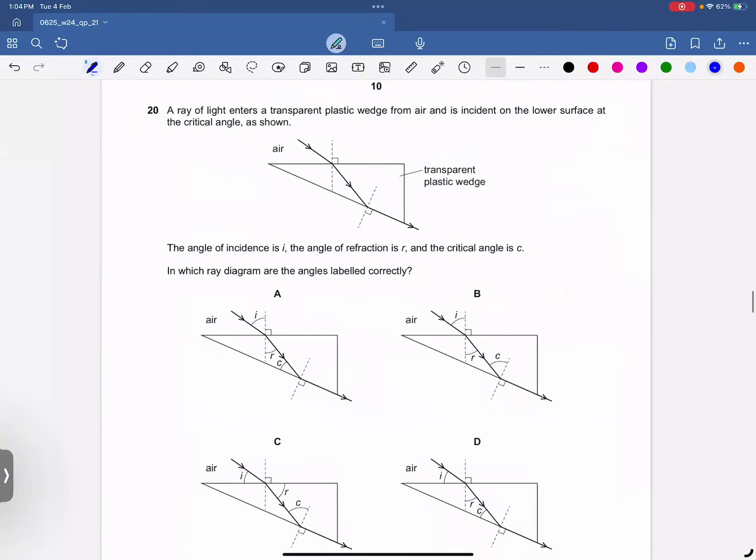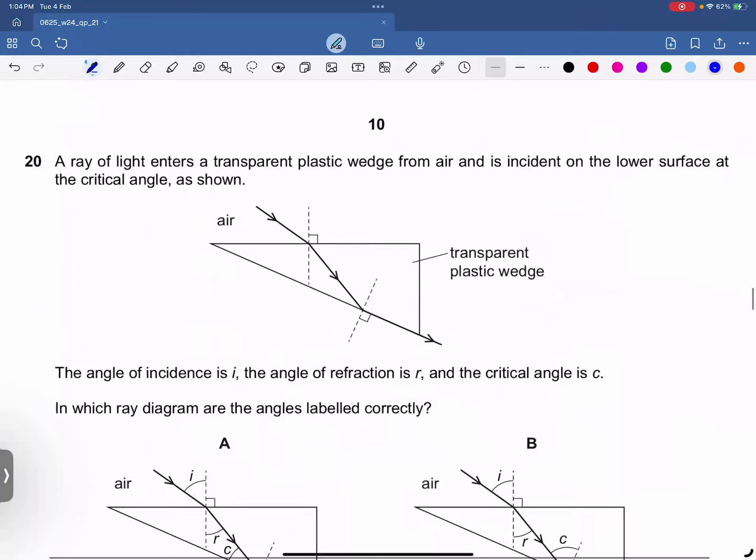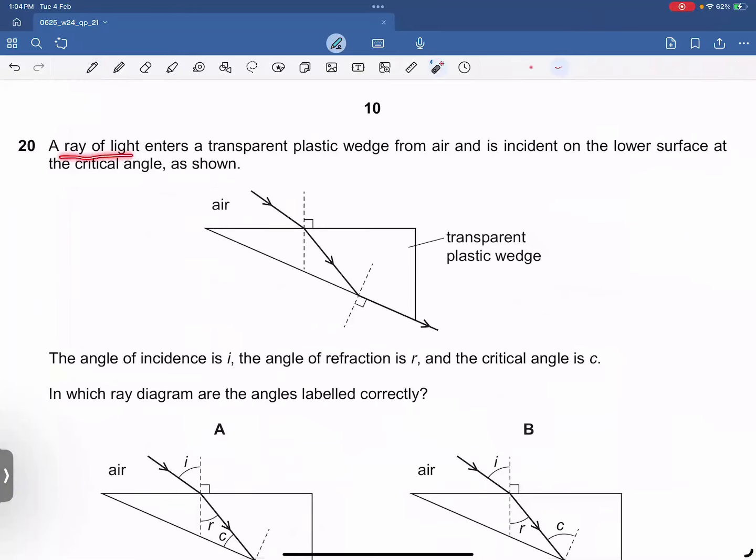20 is again refraction of light. Let's read the question well. A ray of light enters the transparent plastic wedge from air and is incident on the lower surface at the critical angle. Now at critical angle means there will be total internal reflection. Sorry, at critical angle means the light will go along the boundary at 90 degrees. Okay. So this one is critical angle.